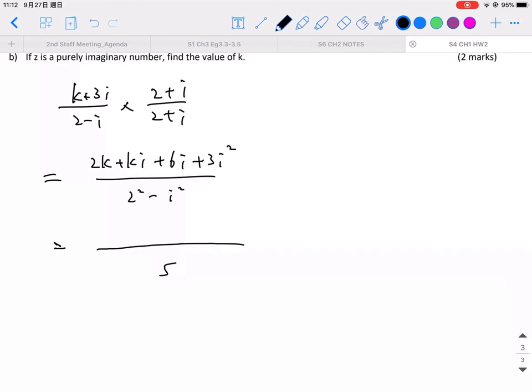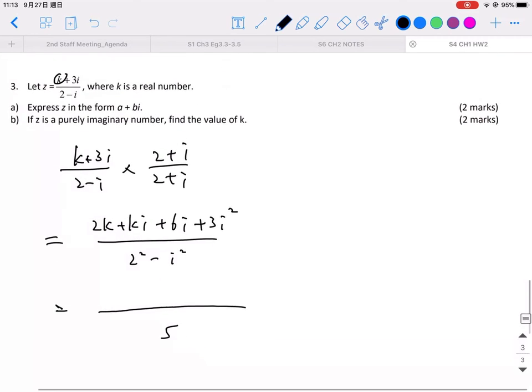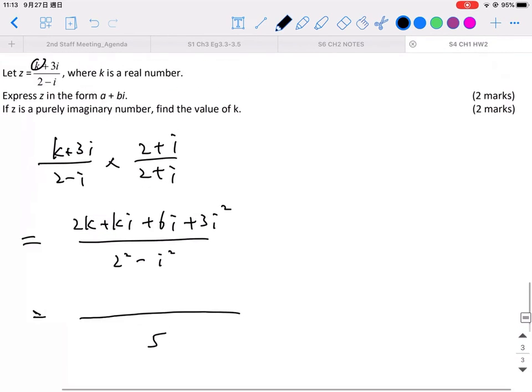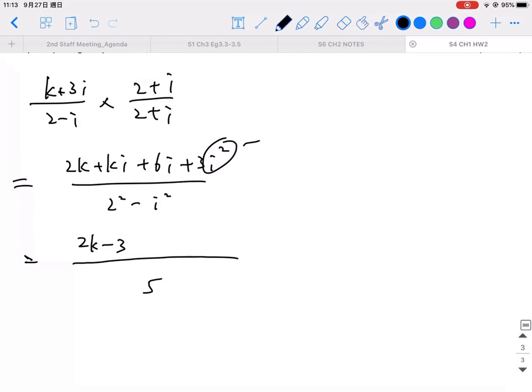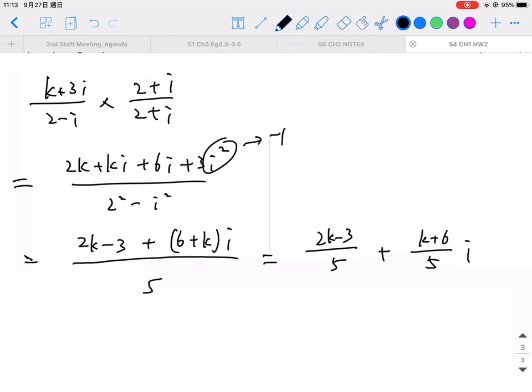And for the numerator, I will split it into real part and imaginary part. For the real part, it should be 2k minus 3, right? Because i squared equals negative 1, don't forget it. And plus, I will take out common factor i here. So we need to split it into real part and imaginary part. Therefore, 2k minus 3 over 5 plus (k plus 6) over 5 i. Okay, so that's the end of part A.